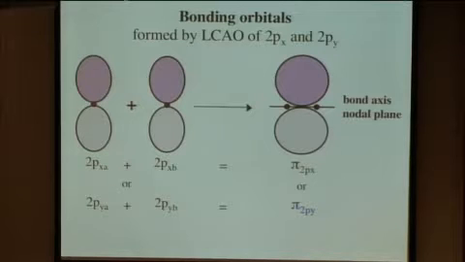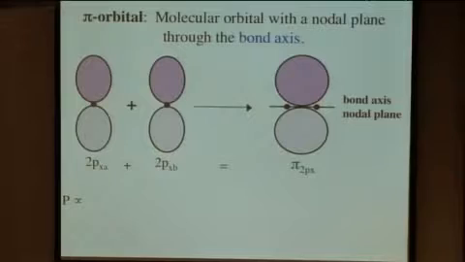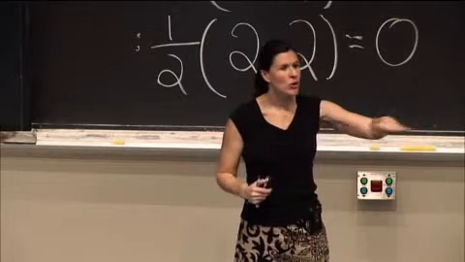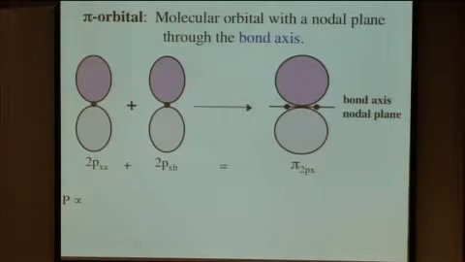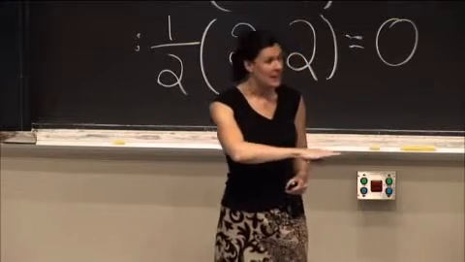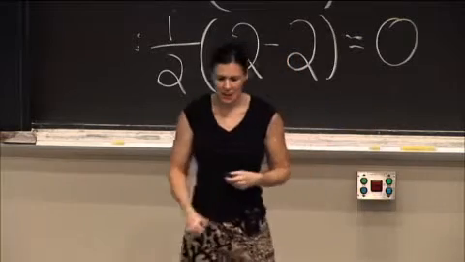We'll call it either pi 2px if we're combining the x orbitals, or pi 2py. The reason that I wanted to point out this nodal plane here is because this is why it is called a pi orbital. Pi orbitals are molecular orbitals that have a nodal plane through the bond axis. Remember, this is our bond axis here, and you can see there's this area where the wave function is equal to 0 all along that plane. That's a nodal plane. So that's why these are pi orbitals instead of sigma orbitals.